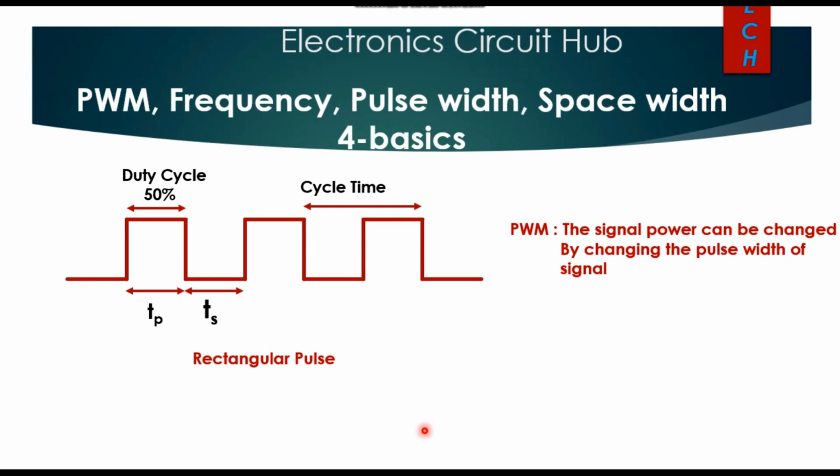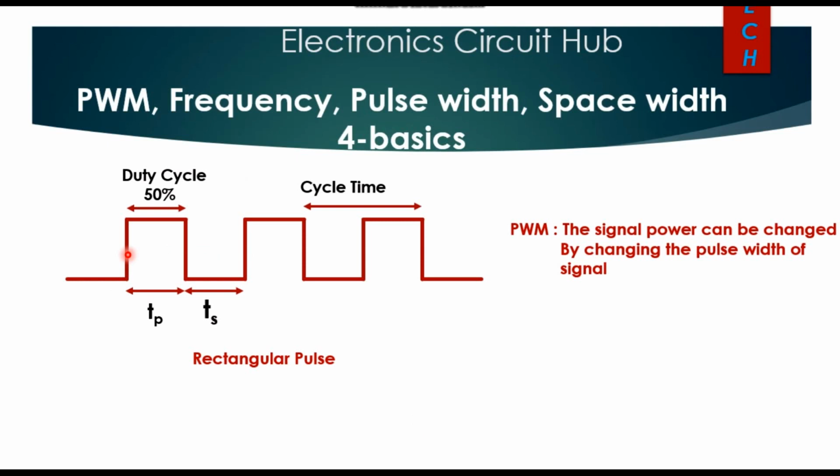So now we will understand what is PWM. This is the one line definition of PWM: the signal power can be changed by changing the pulse width of a signal. So if you change the pulse width of a signal, you can change your signal power level. This is the one line definition of PWM, pulse width modulation.